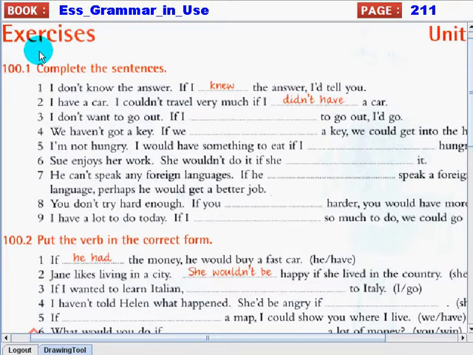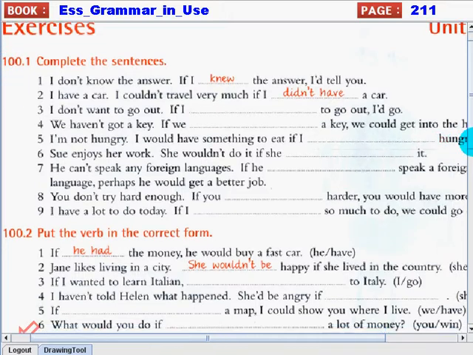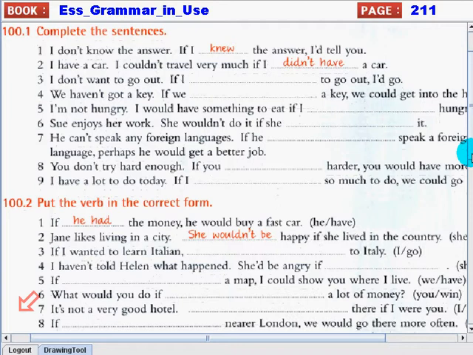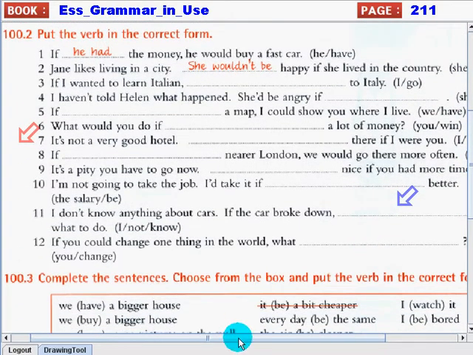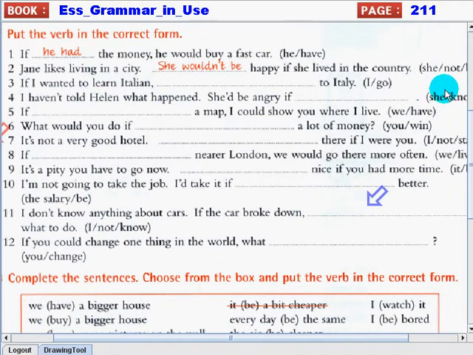Okay? Now let's do exercise 100.2 because last time we did 100.1. Okay, you have to put the verb in the correct form. Verbs are given here at the end of every sentence. Just look at the open and close parenthesis. Let's have number 1 as example.